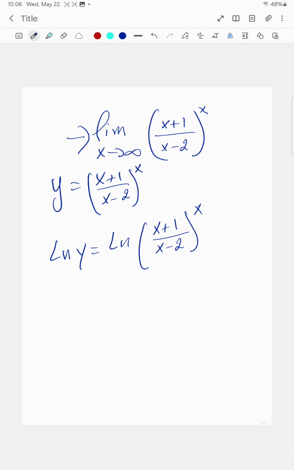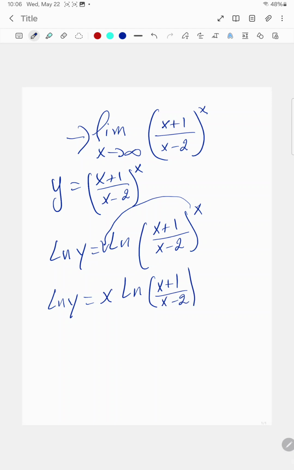The integrity of my equality is maintained. But here I will apply the logarithmic rule. When I have the log of something to the power of something, the power can come down here. So ln of y is equal to x ln of (x plus 1) divided by (x minus 2). That's it, and there is no power anymore.